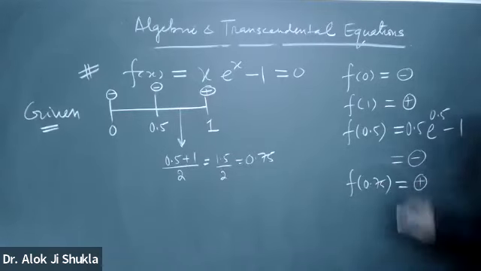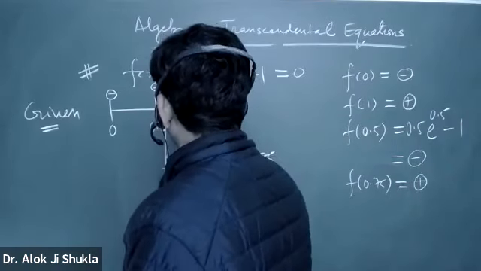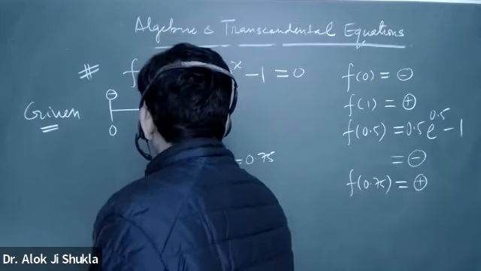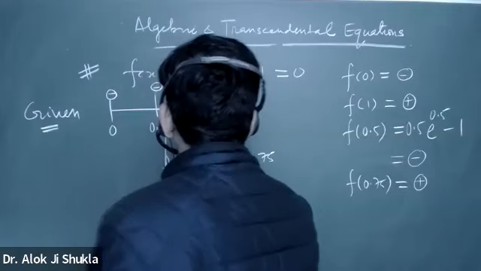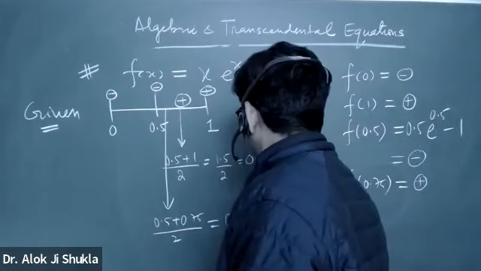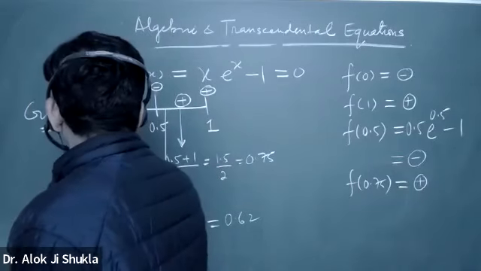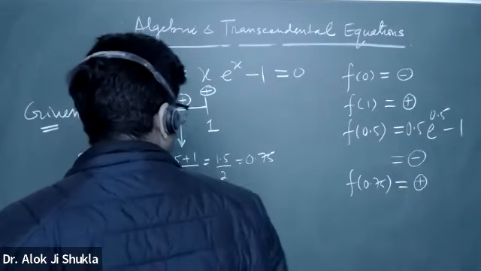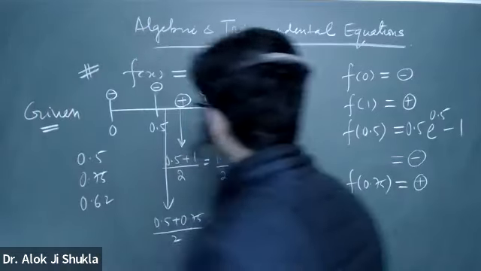Positive. Yes, this is positive. So the next digit is here, which is 0.5 plus 0.75 by 2, and that is 0.62. So if I write all of them: 0.5, then 0.75, then 0.62. You are moving like this.